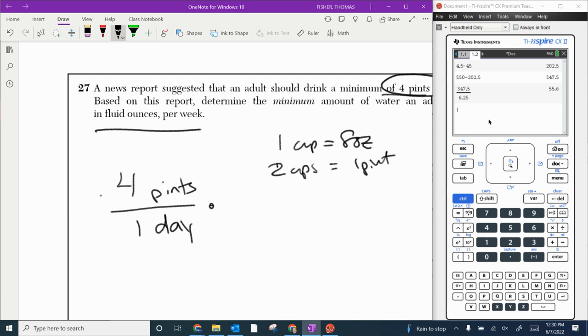Let's do that first. So if we want to get rid of pints, I'm going to put 1 pint in the bottom and do 2 cups up top. So this fraction is equal to 1 because 2 cups equal 1 pint. So I'm just multiplying by 1, which is why this method works. That gets rid of the pints.